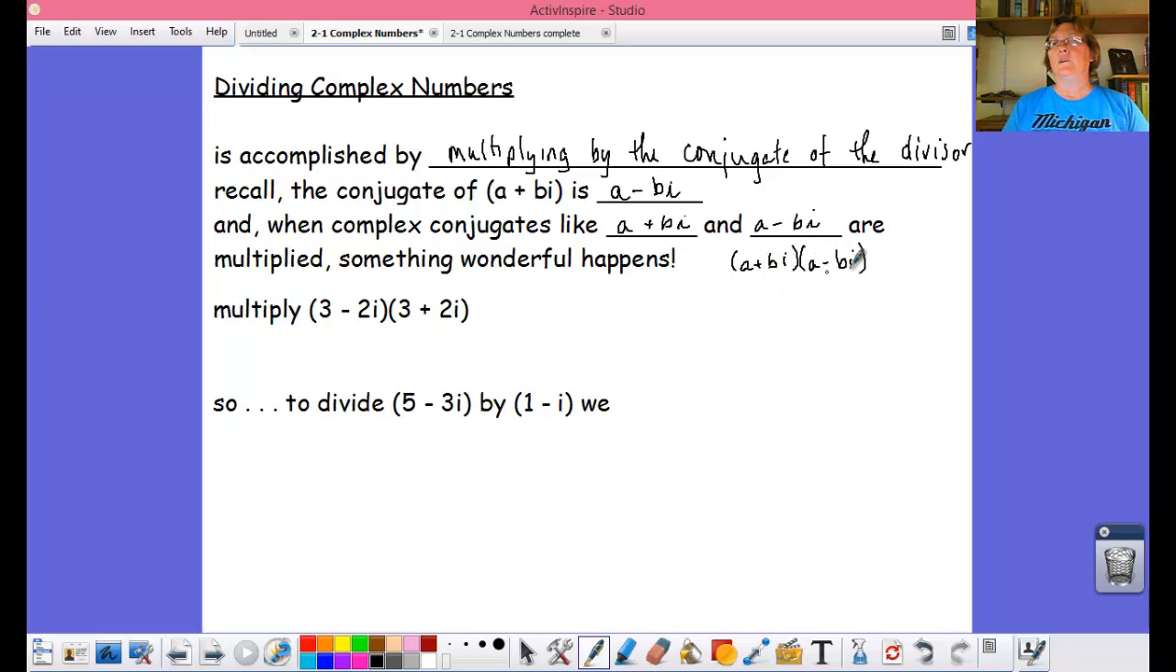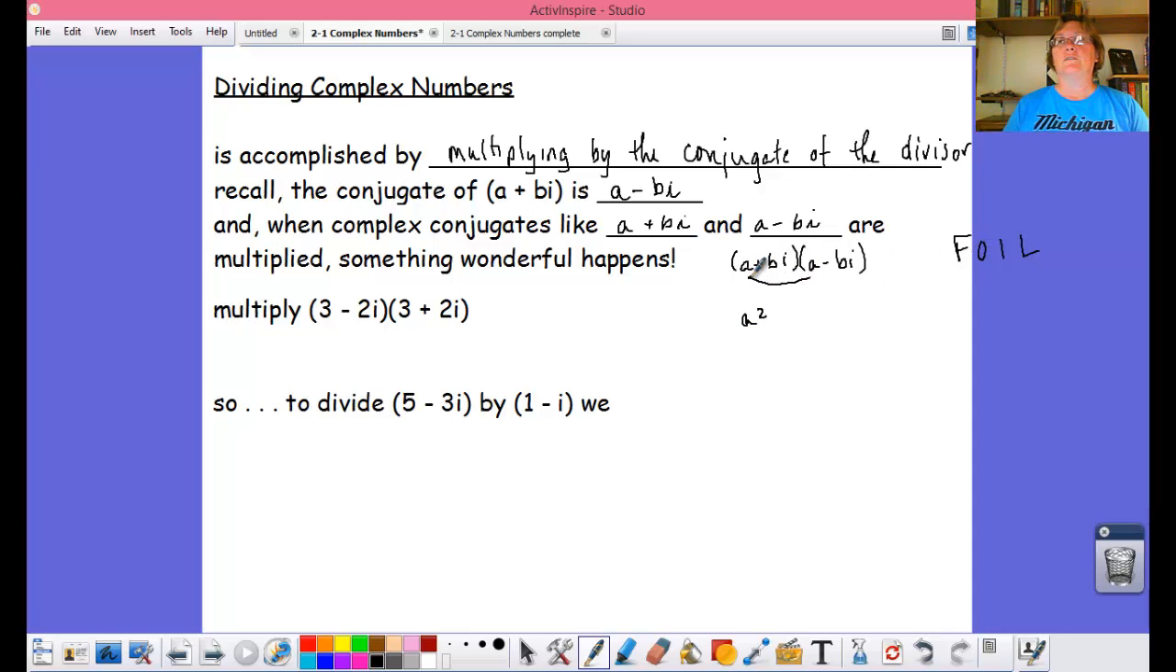I'm going to use the FOIL method to multiply these. The initials FOIL stand for first, outer, inner, and last. This is only good if you're doing two-term parentheses with each other. This doesn't work if you have a minus bi plus c. You have to have two terms in each parenthesis. The F stands for first, so a times a is a squared.